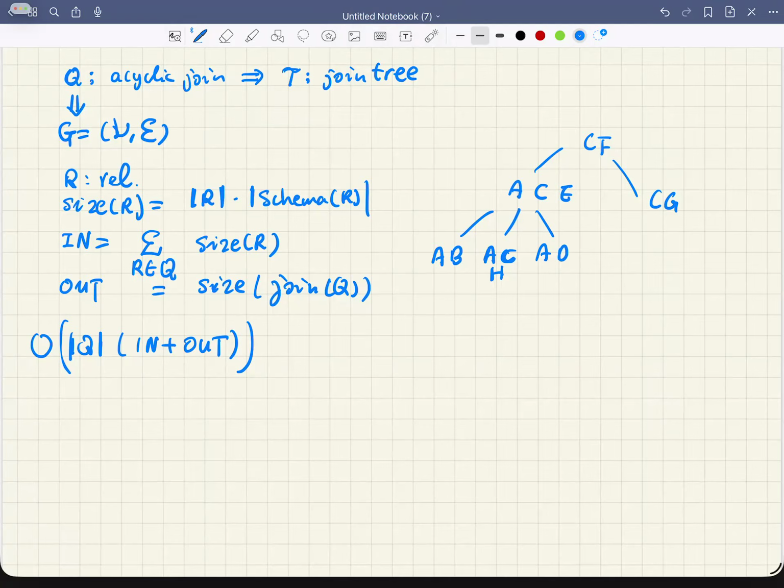This is usually how people interpret this result in the polynomial domain. Whenever they say acyclic joins are solvable in polynomial time, they are referring to both in and out. So this is one very important thing. Another very important thing is the situation where this Q has only a constant number of relations, which is true in practice.